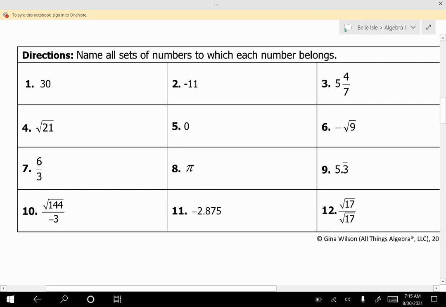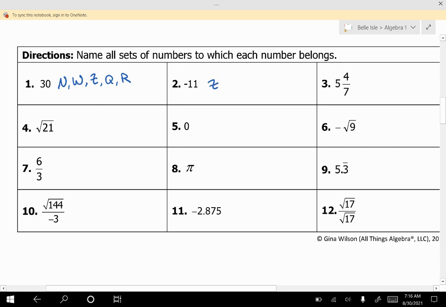Okay, so for instance, number 30, have N, W, Z, Q, and R. Okay, so like for number 30, the only one that it wouldn't fall into that category would be irrational. Okay, so let's try number 2.